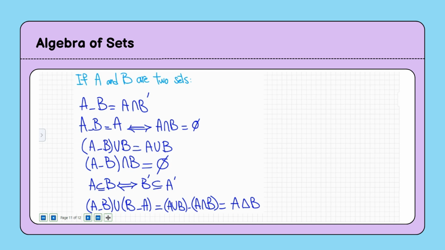Here, actually, I have A minus B is A intersection B complement. I talked about it. The other ones are written. They are interesting. Let's choose one of them to actually prove. This is the one that I chose to prove.